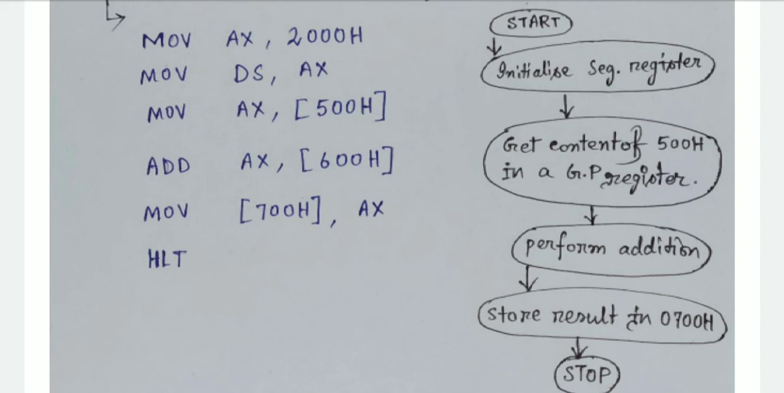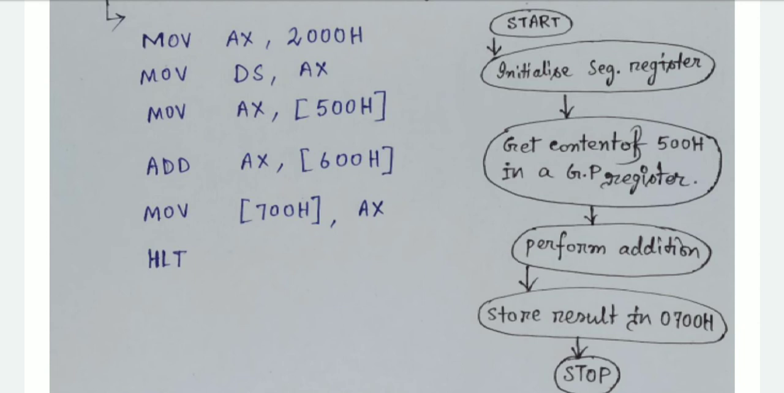The first instruction is MOV, that means MOV AX, 2000 hex, initializing DS with the value 2000. The second instruction is MOV DS, AX, that means we are storing the value of AX into the register DS. Then MOV AX, [500 hex]. It's an address, that's why it is in brackets. Get the first data byte from the 500 hex offset.